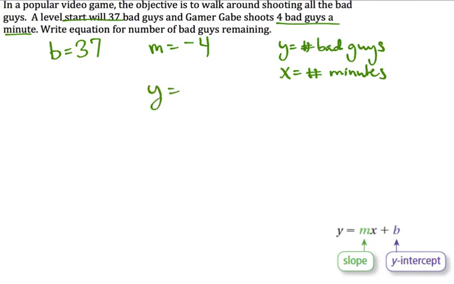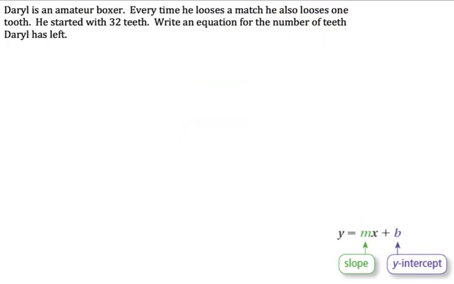It's going to be y equals negative 4x. Oh, that kind of didn't look very good. y equals negative 4x plus 37. It also might make sense to do 37 minus 4x. This would show you starting and then going down by 4 each minute. It's the same equation, just in different order.